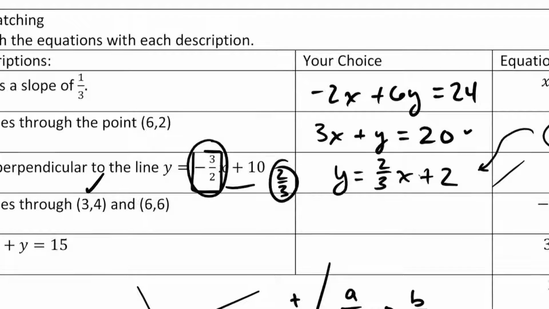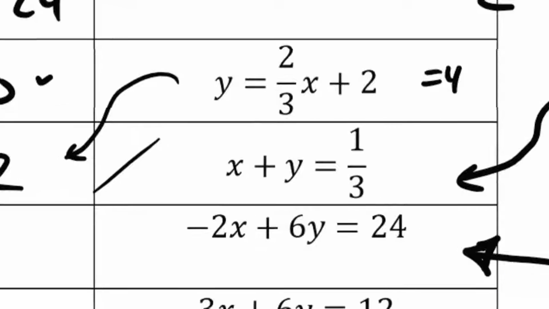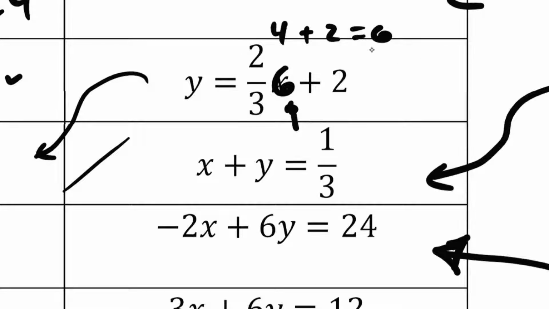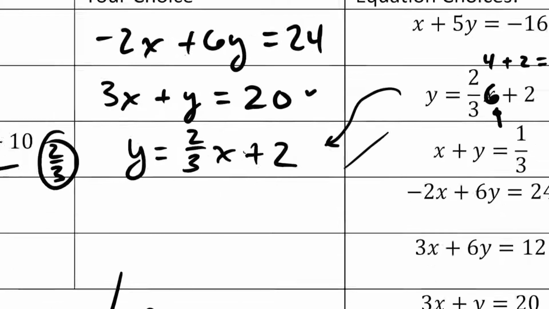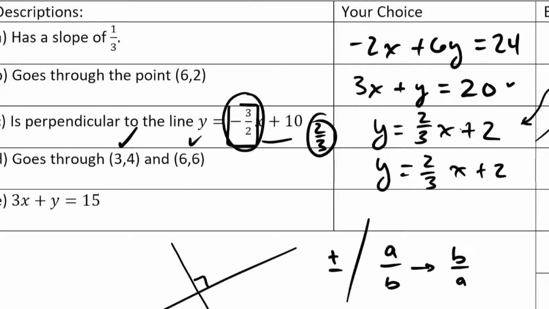So that's this point. And then let's check the 6, 6 and see if it works. If I put 6 into this equation, I have 2/3 times 6. Well, 6 divided by 3 is 2, times another 2 is 4, and 4 plus 2 is 6. So yeah, when x is 6, the equation gives me an answer of 6. So this point is also on it. So this one has the answer. Oops, it's the same as the one above. It's y equals 2/3 x plus 2. And the last one says, which equation is the same as 3x plus y is 15?